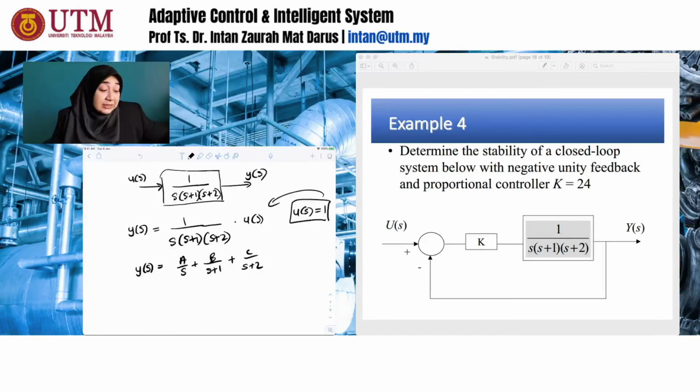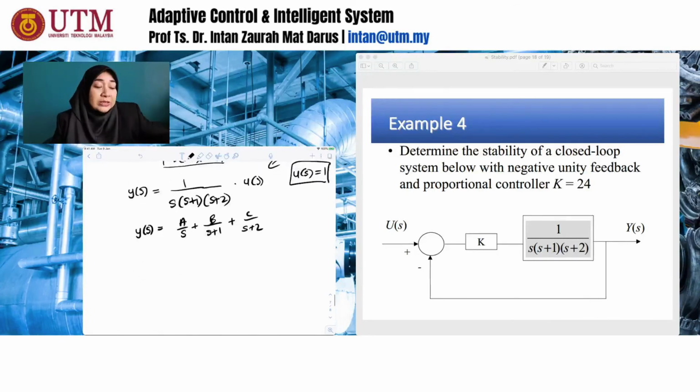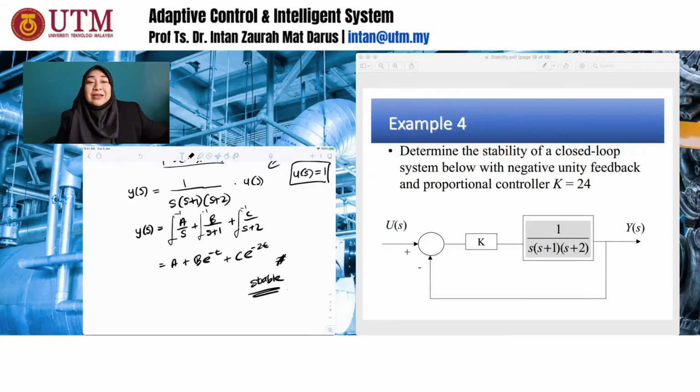Since the denominator doesn't have any positive value there, when you do partial fractions and then the inverse Laplace, you're going to get negative exponentials. Negative exponentials will always give you a stable response. If I take the inverse Laplace of that, it gives me A, B times e to the minus t, and C times e to the minus 2t. So initially, this is a stable system.